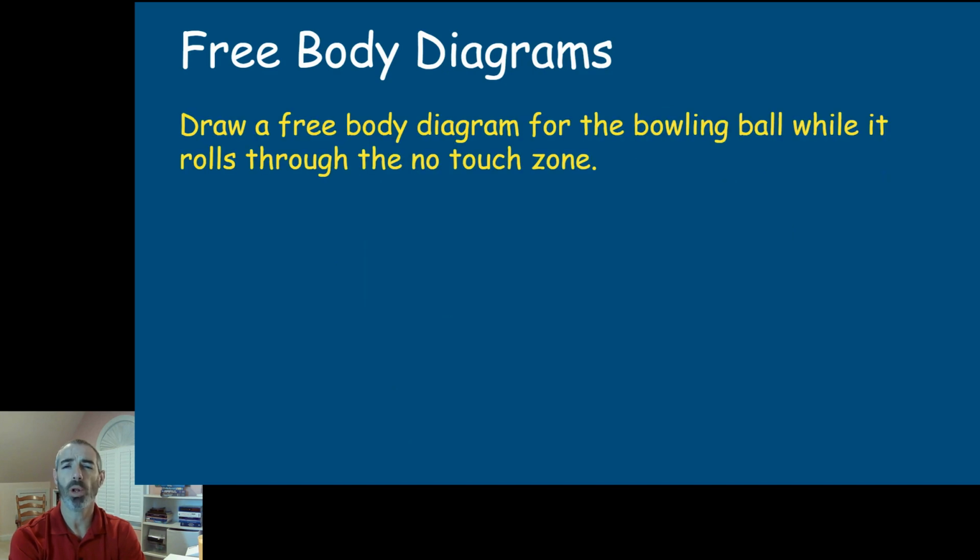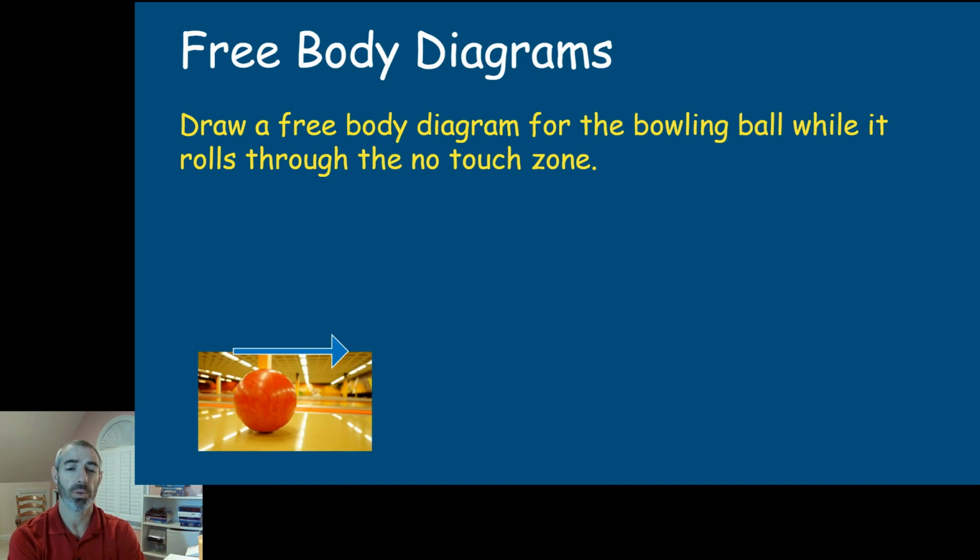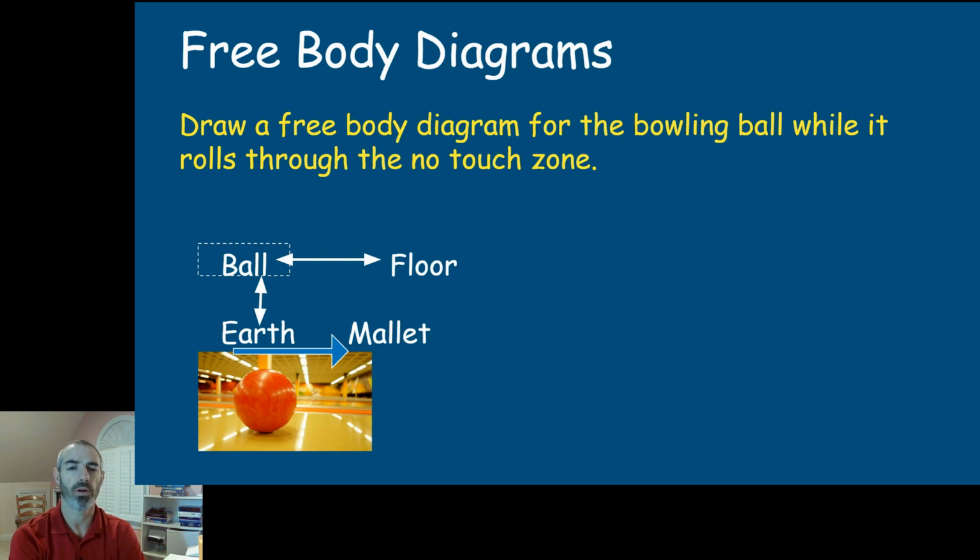Now let's think about the bowling balls that rolled through the no-touch zone. We know that the ball had a constant speed. So here's our system schema: earth, mallet, floor, ball. The earth and the floor interact with the ball.